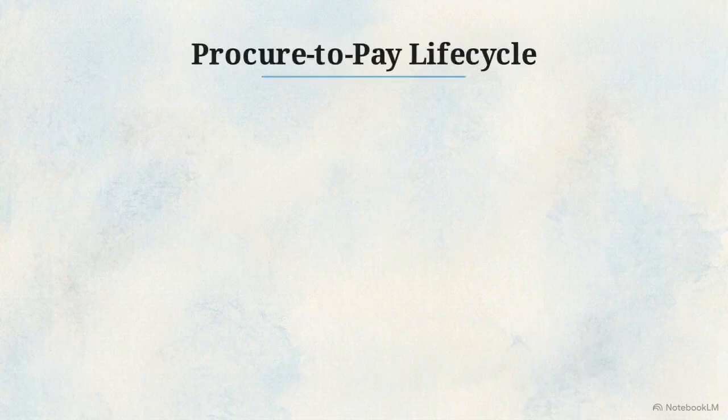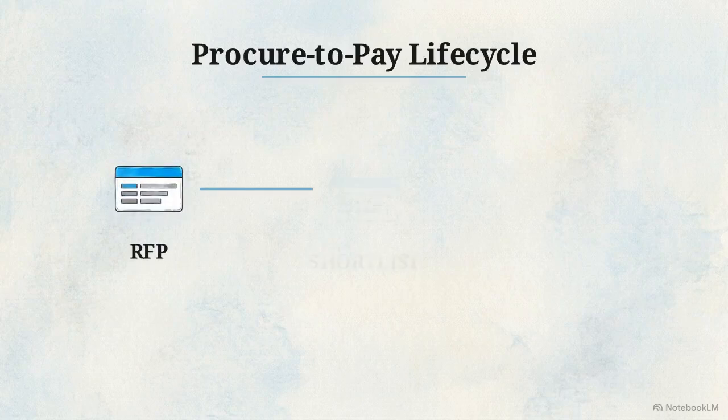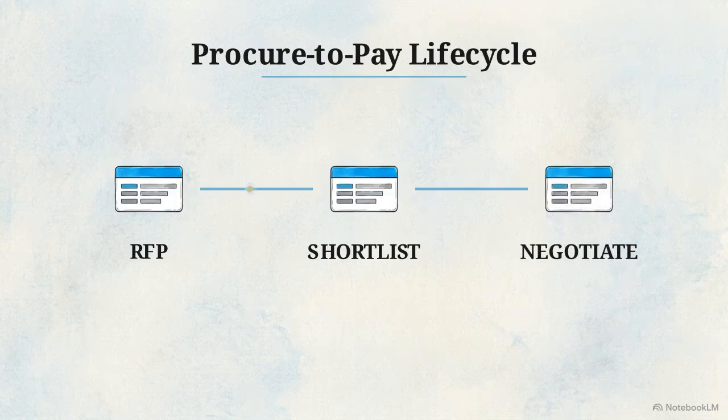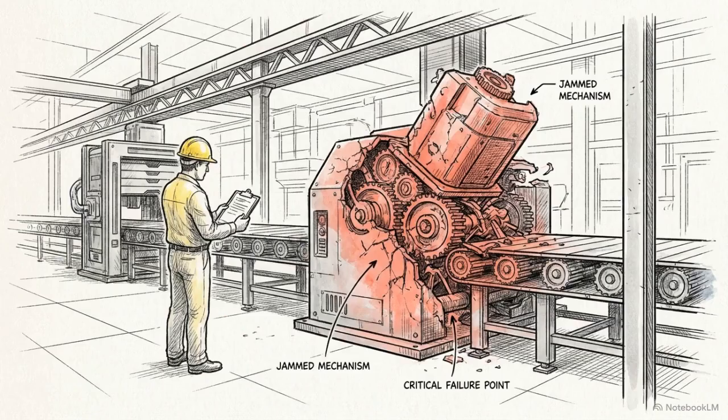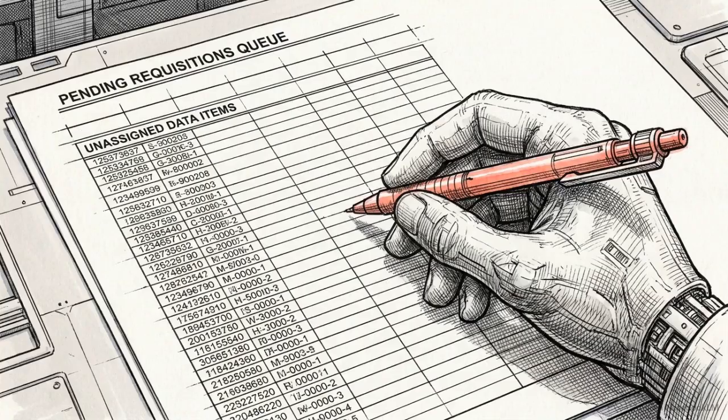The procure-to-pay lifecycle requires active, complex stages. Buyers must issue requests for proposals, shortlist vendors, and negotiate final terms. Because procurement involves multiple interdependent variables, it cannot be treated as a binary switch that a user simply forgot to flip. Finding true root causes requires investigating the mechanical failure points at each specific lifecycle stage, rather than blindly critiquing the oversight of the resulting queue.